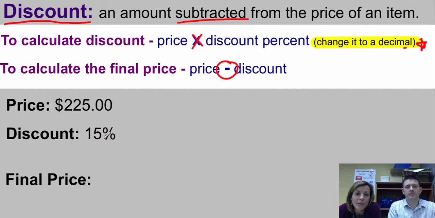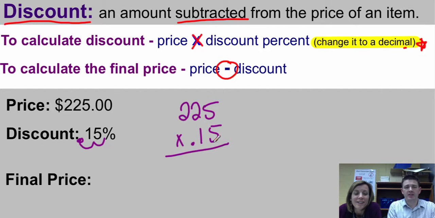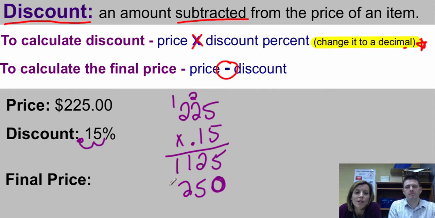Change it to a decimal. Step 1, 15% over 100 is 0.15. So we have $225 times 0.15. She doesn't like all those zeros, so I'll leave them out this time. 5 times 5 is 25. Carry the 2, 10, 12. Carry the 1, 11, 0, 5, 2.